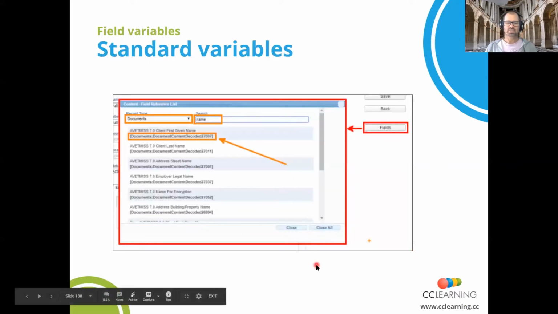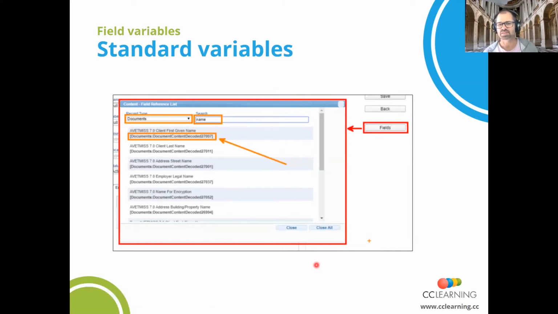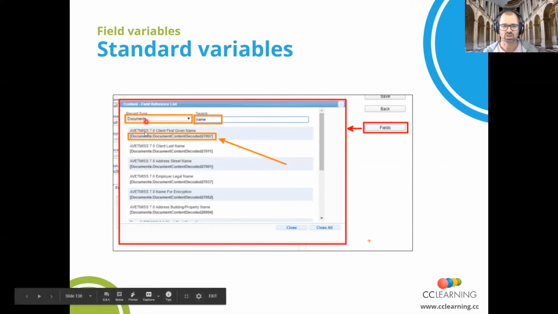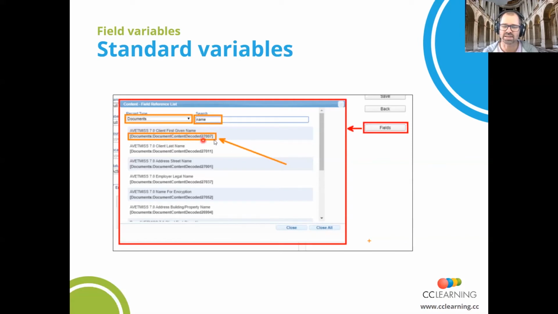So there are standard variables, and these are the ones you're commonly going to be using. For example, under documents, we've got a client given name. Just be aware, you see how this has content decoded, then there's a number after it. That means it's actually a generated field, okay?